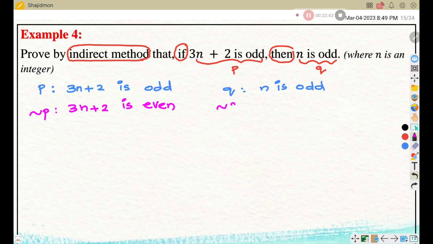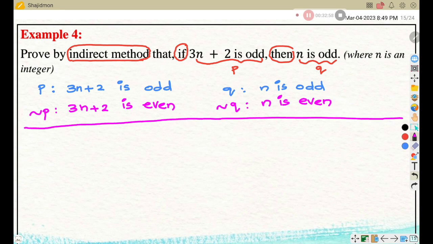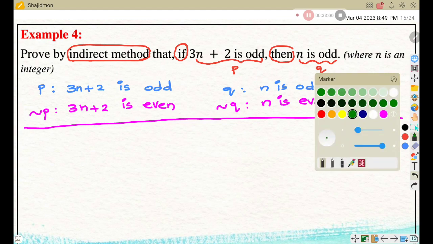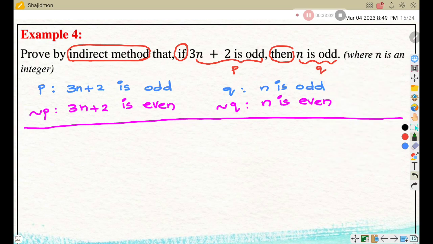Now what is the negation of q? N is an odd number, so n is not an odd number means n is an even number, correct? So n is even. That is the negation of the q statement. So before starting the question, we write the negated statements here. Now we are starting the question. In the indirect method, we need to assume negation of q is true.